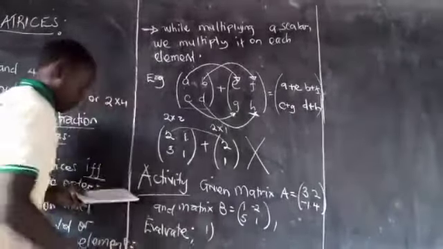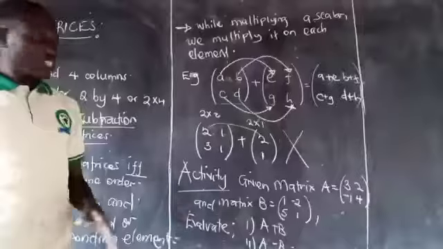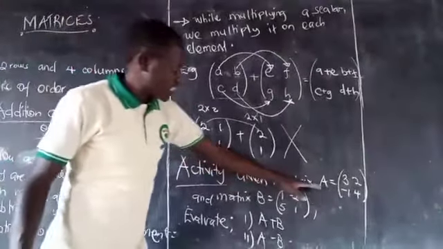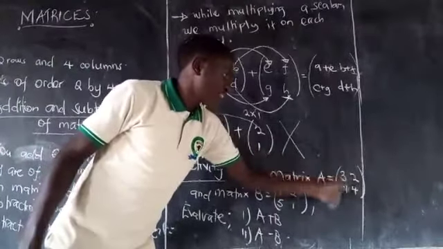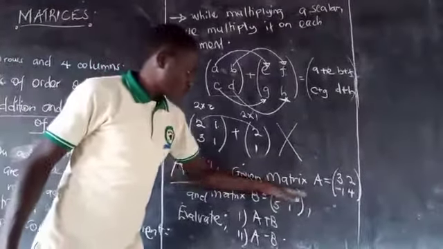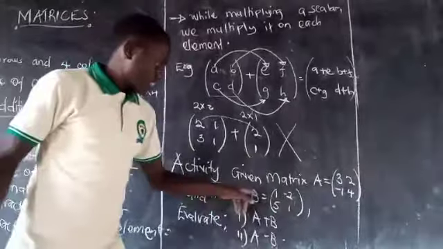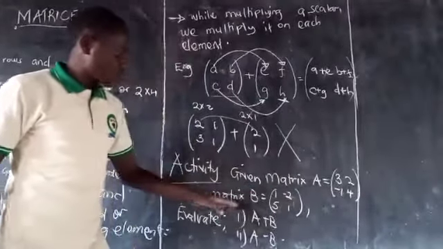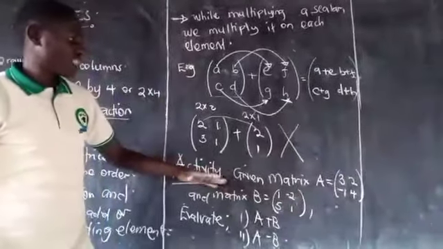Question 1: A plus B. You are given a matrix A of order 2 by 2, with 2 rows and 2 columns, and a matrix B, also with 2 rows and 2 columns. They want you to add them, A plus B, and also subtract them, A minus B. You'll do that in your own time.